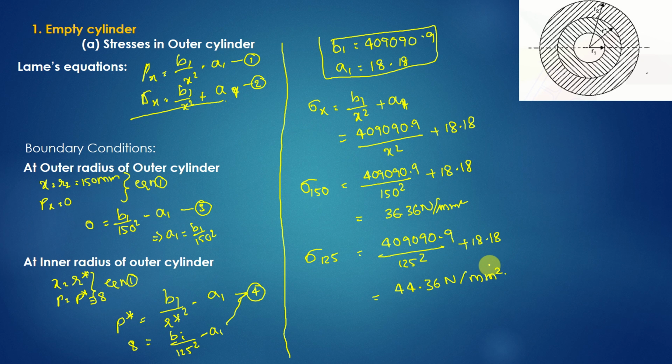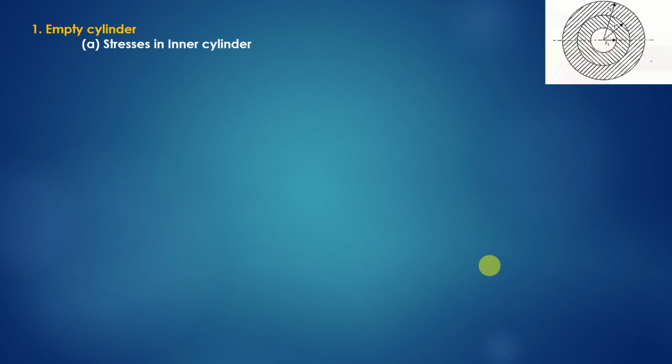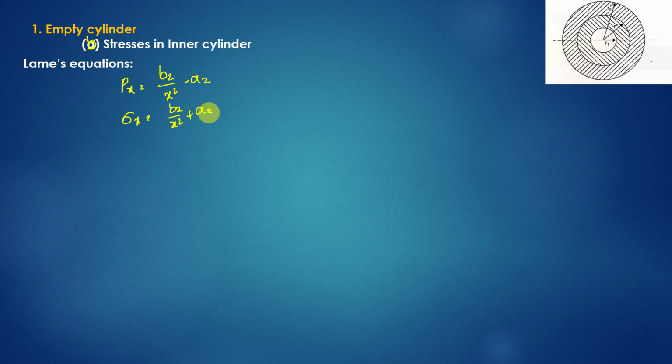Stresses in the outer cylinder are done. Let us see the inner cylinder now. This is step B, inner cylinder. So we have the Lame's equations as Px is equal to B2 by x square minus A2, and sigma x is equal to B2 by x square plus A2. These are equation number 5 and equation number 6. Let us apply the boundary conditions now.